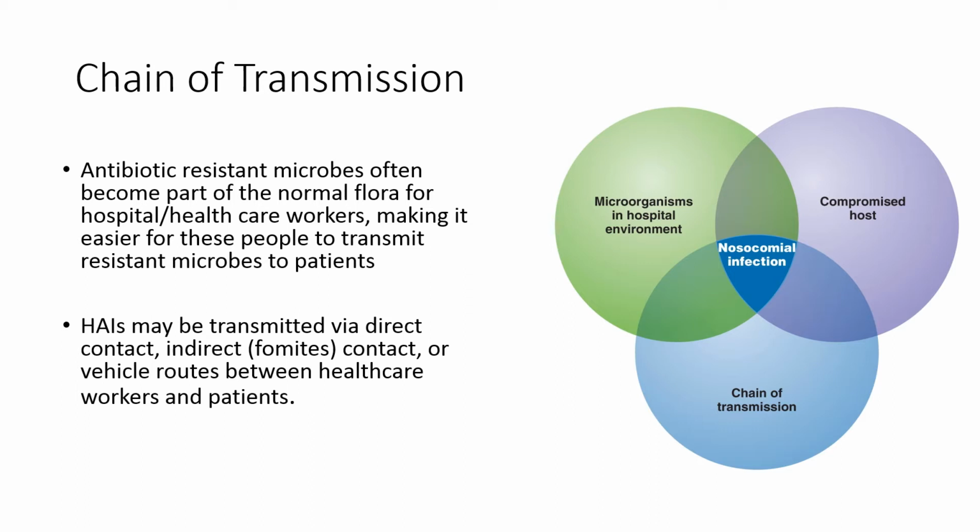This is another way of referring to the modes of disease transmission that we talked about earlier in the chapter, but these are happening in a healthcare environment. For example, antibiotic-resistant microbes that are present can become part of the normal flora for your healthcare workers. Then these personnel can transmit those microbes through direct contact with patients, for example, when they change a dressing. Believe it or not, I've actually seen a nurse change a dressing without gloves. That transmits disease.